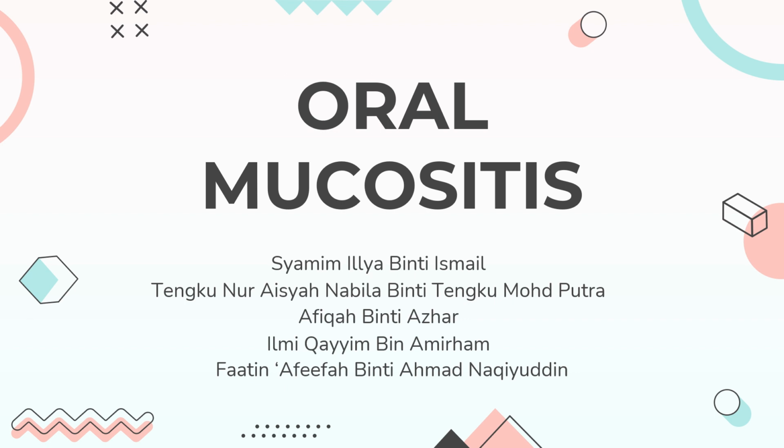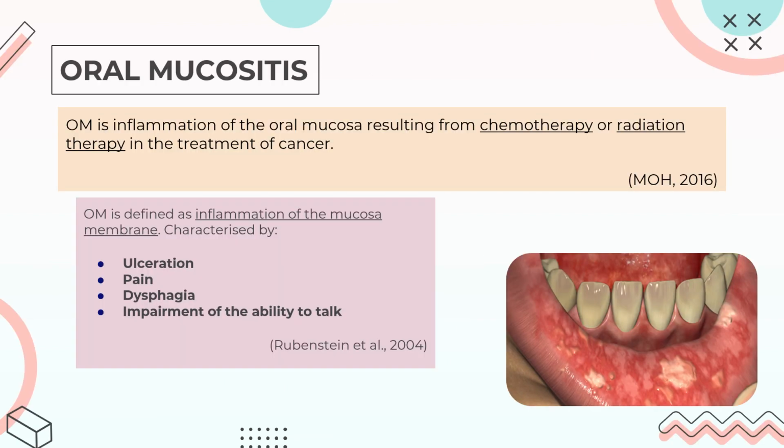Oral Mucositis. Okay, so firstly, what is oral mucositis? According to the Ministry of Health 2016, oral mucositis is the inflammation of oral mucosa resulting from chemotherapy or radiation therapy in the treatment of cancer. Oral mucositis is also defined as inflammation of the mucous membrane and characterized by ulceration, pain, dysphagia or difficulty in swallowing, and the ability to talk is impaired.